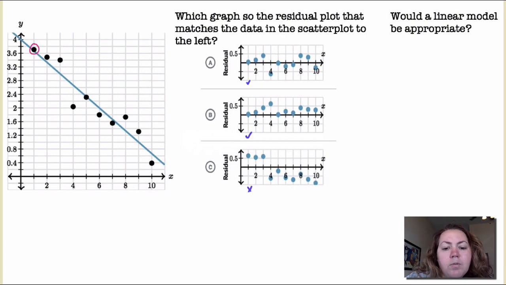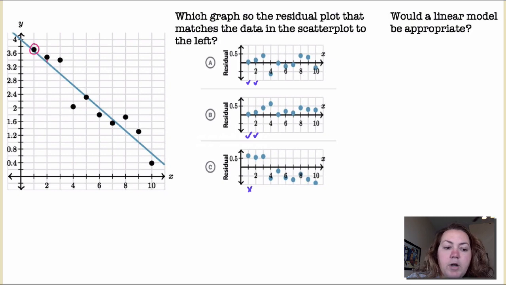There is no residual when x is 1. When x is 2, I have a very small positive residual because my actual value, which is where that black dot is, is higher than my predicted value, which would be on that blue line. If I did my bigger number minus a smaller number, I get a positive residual. So I'm looking for 2. It has to be positive. I already ruled out the C because that one didn't have a residual right on the line. So for 2, they both have very small positive residuals.